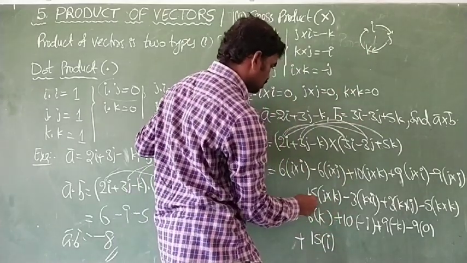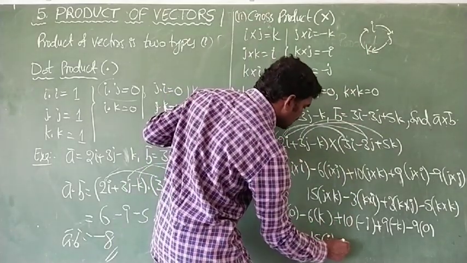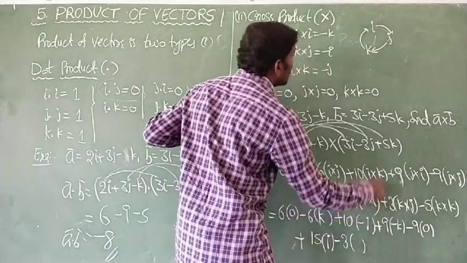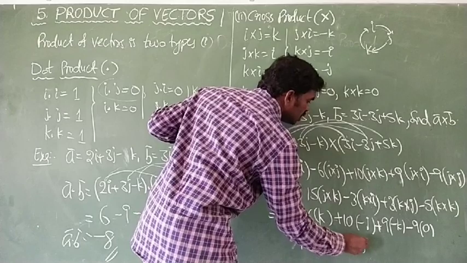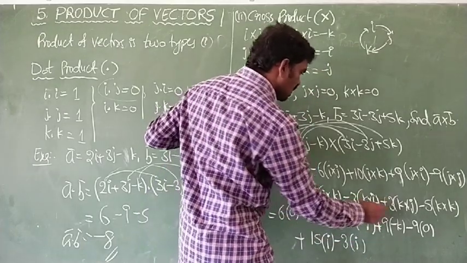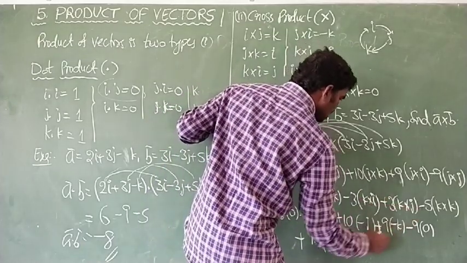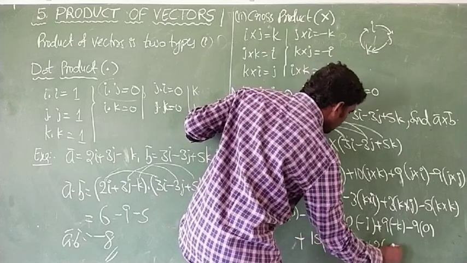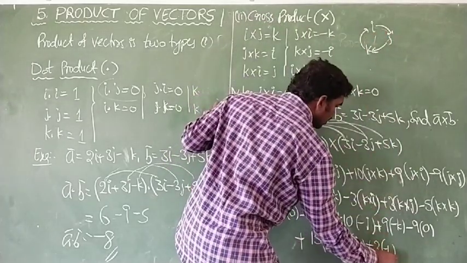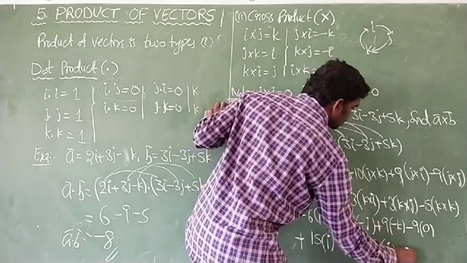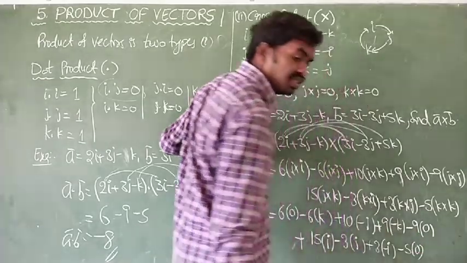Next, here minus 3 k cross i. k cross i is in the same direction, so the answer is j. Next, when I am here, k cross j plus 3 into k cross j. k cross j is in the opposite direction, it is minus i. Next, minus 5 into k cross k, value 0.